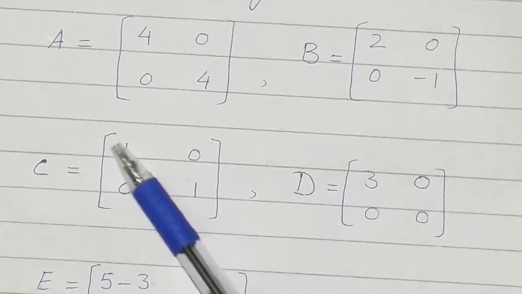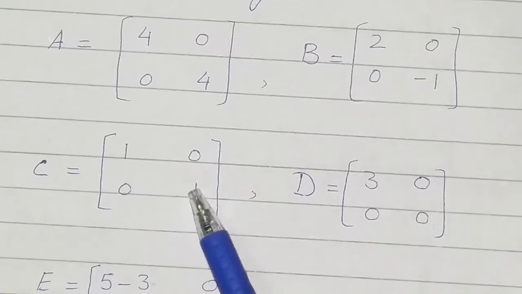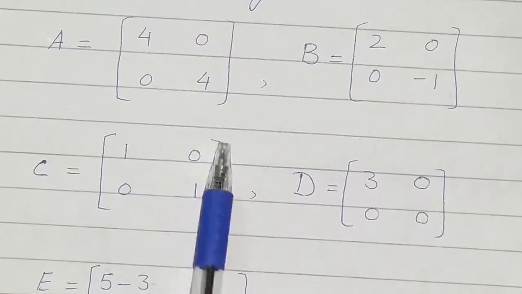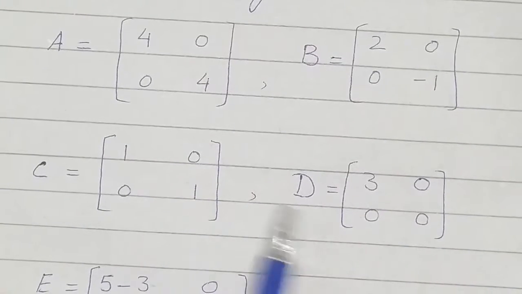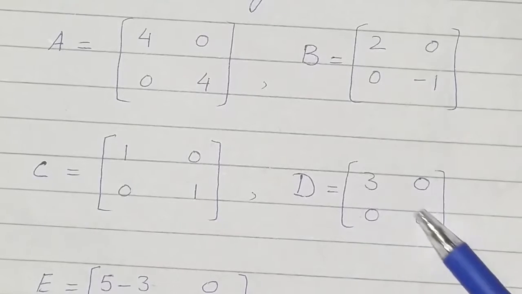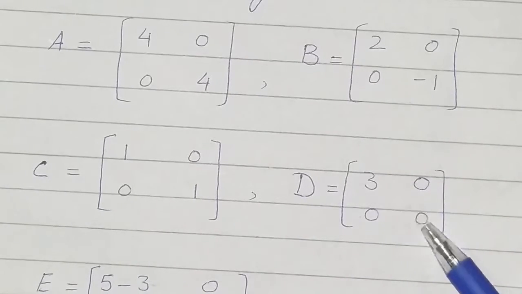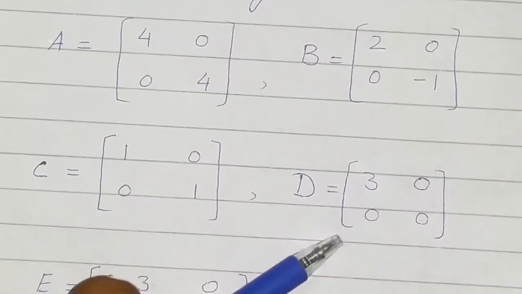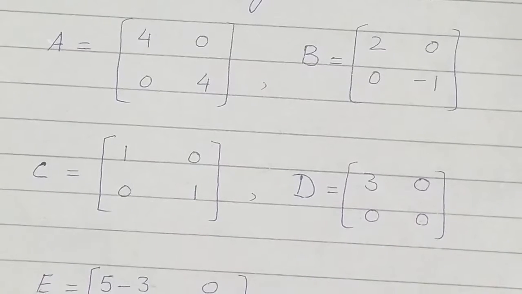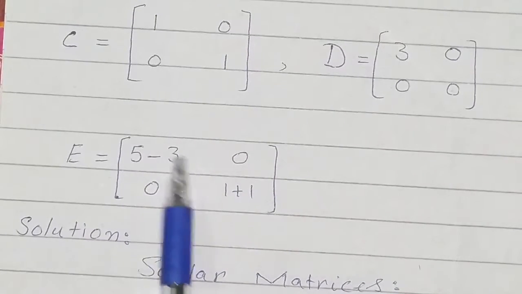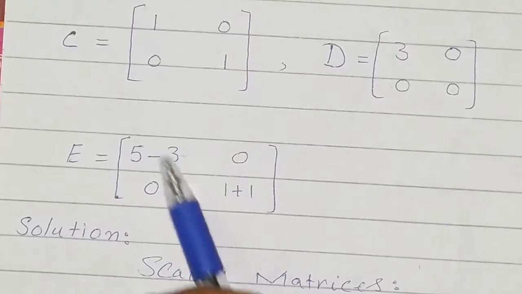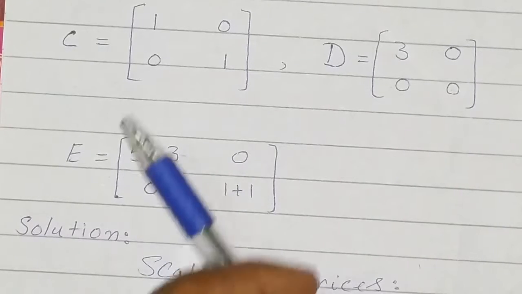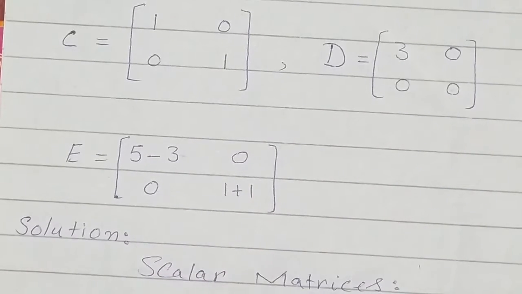Here again in the diagonal there is only 1 as an element and all other elements are 0, so it is an identity matrix or unit matrix. Here again the main diagonal has some element in it other than 0 and all other elements are 0, so it's a diagonal matrix. Here 5 minus 3 is 2, 1 plus 1 is 2, so these two elements are the same and all other elements are 0, so it's a scalar matrix.